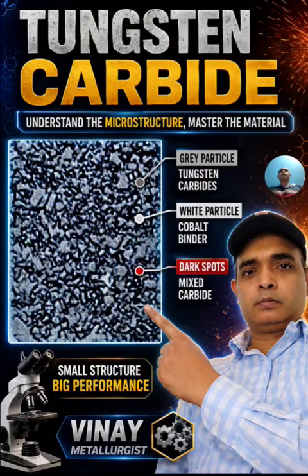Now, the final conclusion is the gray particles are tungsten carbide, white regions are cobalt binder, dark spots are mixed carbide or related carbide phases. This 97% tungsten carbide and 3% cobalt composition offers excellent hardness and wear resistance with limited toughness due to the low cobalt content. A uniform microstructure is essential for achieving consistent performance and long tool life.